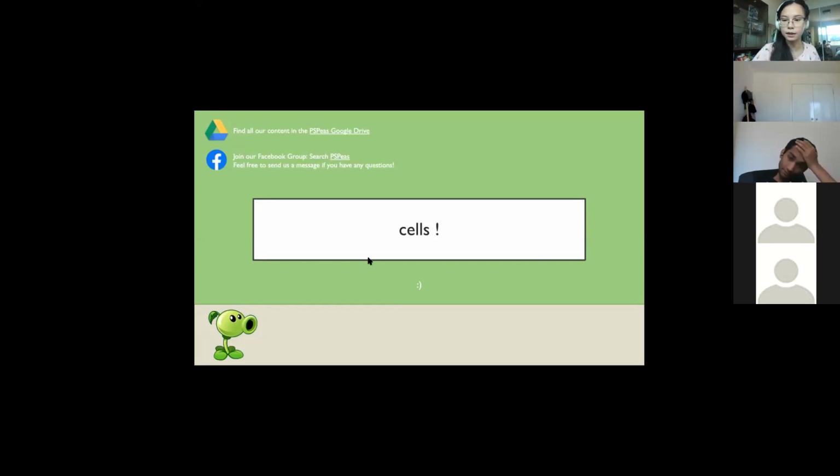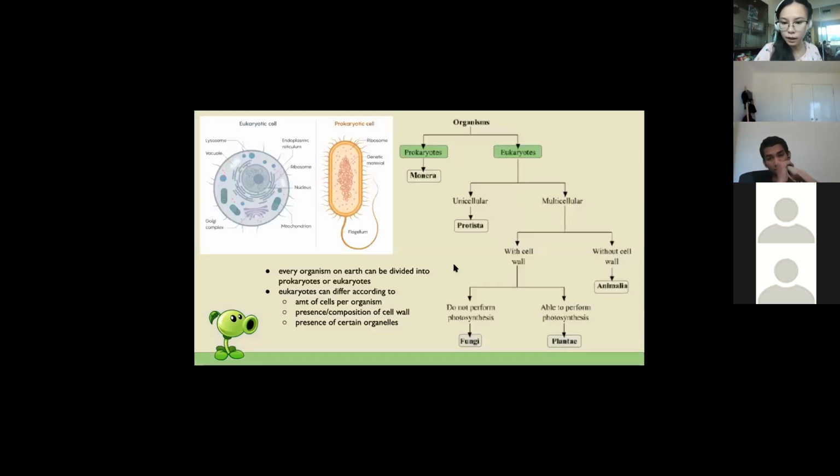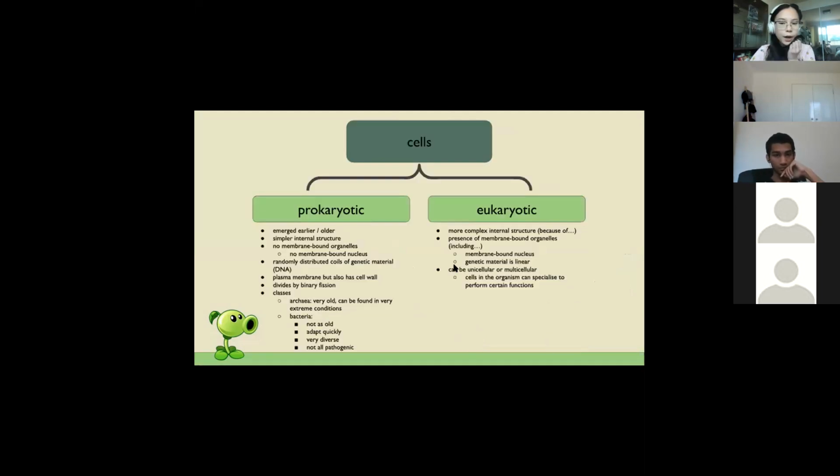All right, so cells. Nice. So prokaryotes and eukaryotes. Basically, to compare them, prokaryotic cells are older, simpler in internal structure because they don't have membrane-bound organelles. They divide by binary fission instead of mitosis, like we'll learn later for eukaryotic cells. And their genetic material isn't bound by a nucleus, they're just sort of dispersed randomly throughout the cell.